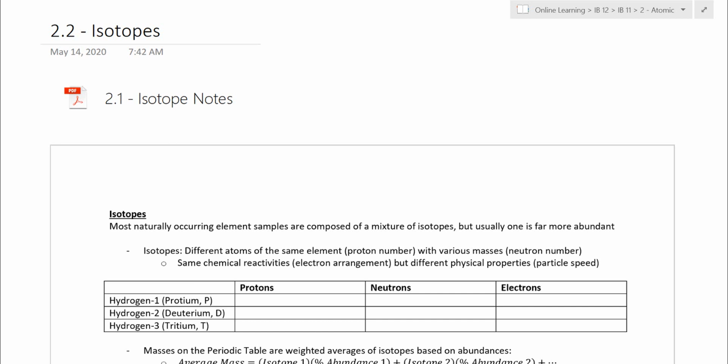For the next two lessons, we're going to specifically look at the nucleus itself. We're going to come back to explain the question: how come on the periodic table the masses sometimes actually have decimals? For example, we're going to use chlorine in our lesson today. Chlorine is element number 17. It has an atomic mass of 35.45. The question here is, where did we get this 0.45 from?